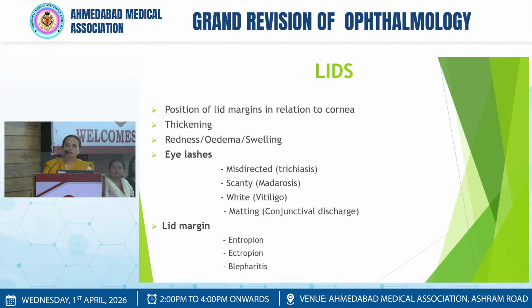So you note the position of the lid margin, any thickening of the lid margin, any redness of the lids, edema of the lids, swelling of the lids, misdirected eyelashes which is known as trichiasis, scanty eyelashes which is known as madarosis, white colored eyelashes which is known as vitiligo, and matting of the eyelashes whenever the patient has conjunctival discharge and all the eyelashes are matted together. Lid margin examination is also important. Inward turning of the lid margin is known as entropion. Outward turning is known as ectropion. Any inflammation of the lid margin is known as blepharitis.